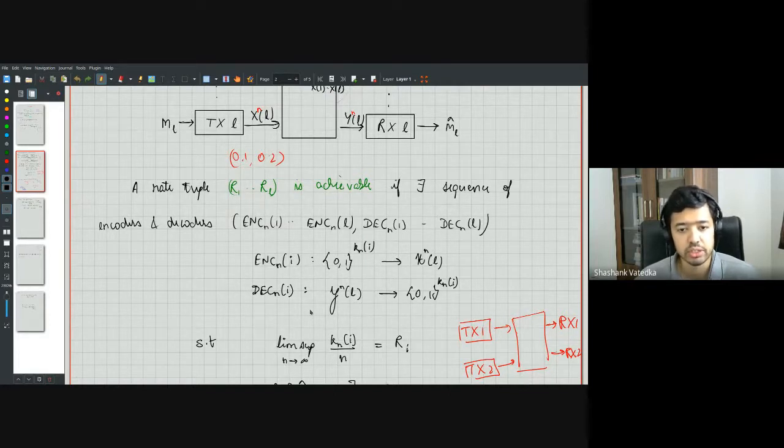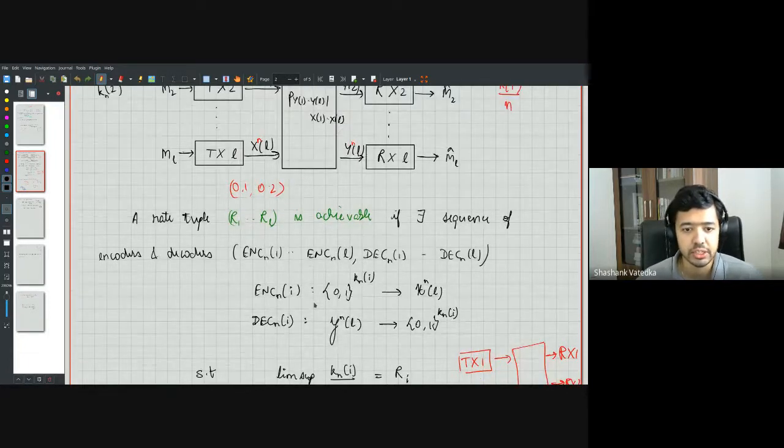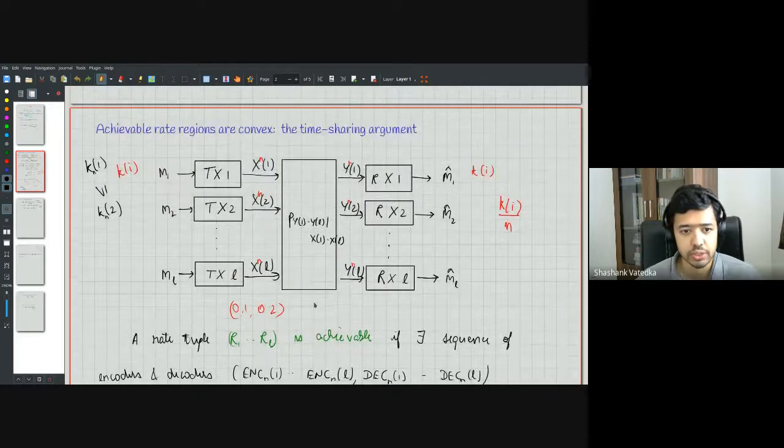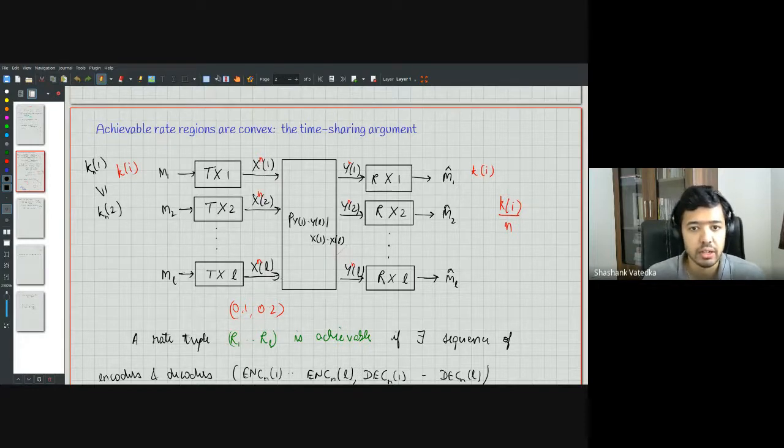So the set of all such achievable rates is convex, or the rate region is convex. Just a quick recap as to what the problem is. We have n transmitters, each of which has a separate message. So M1, M2 up to ML are all separate messages. Each message consists of ki bits. So the ith message consists of ki bits.